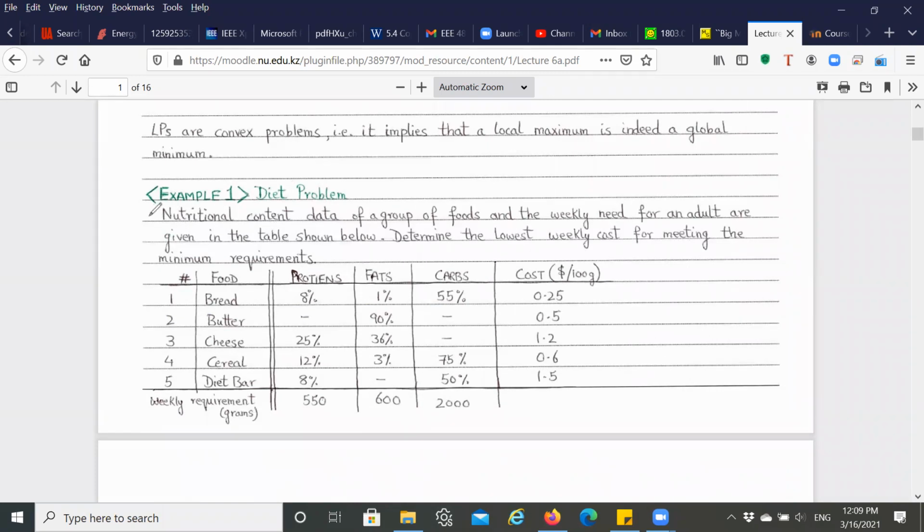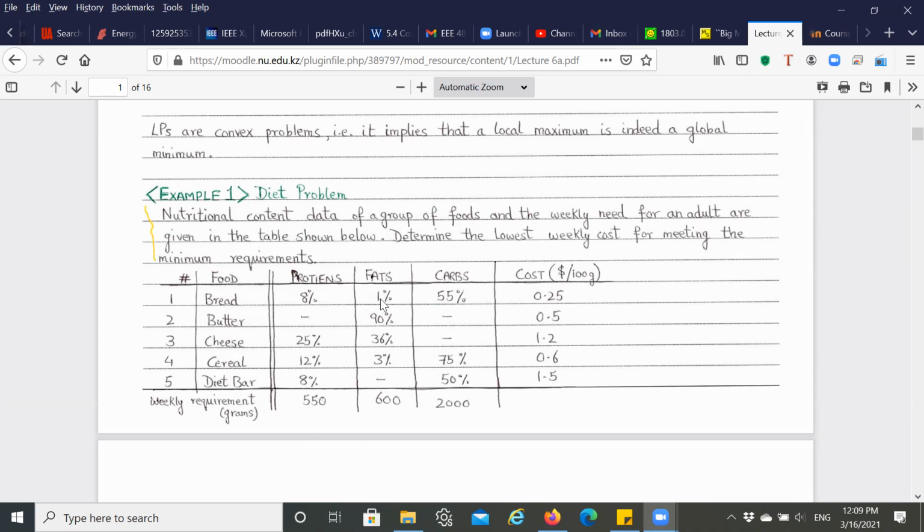So there is an example over here. In the exam or in the quiz, I could just give you a problem statement, and I'll be giving you such a table, and you have to actually formulate the LPP problem using this information in the table. So in this example, we say that there are a bunch of food items that exist, okay? For example, bread, butter, cheese, cereal, and diet bars. There are 5 items over here.